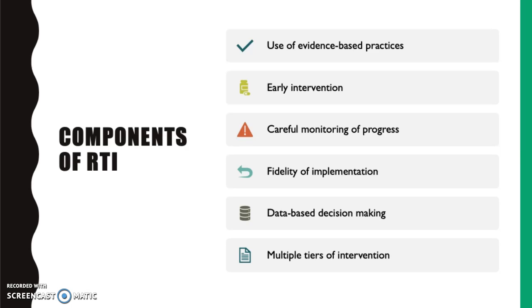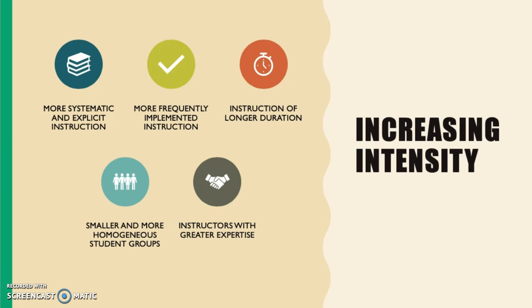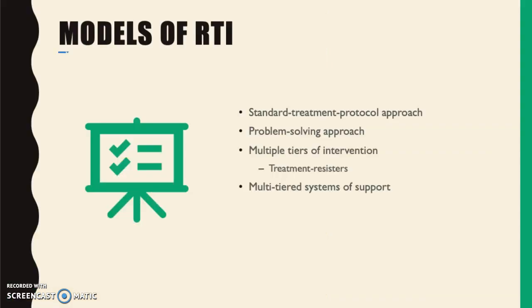So some of the components of RTI are use of evidence-based practices, early intervention, careful monitoring of progress, fidelity of implementation, data-based decision-making, and multiple tiers of intervention with increasing intensity. So it is more systematic and explicit instruction, more frequently implemented instruction, instruction of longer duration, smaller and more homogeneous student groups, and instructors with greater expertise. So some of the models of RTI are standard treatment protocol approach, problem-solving approach, multiple tiers of intervention, treatment resistors, part of the multiple tiers of intervention, and multi-tiered systems of support.